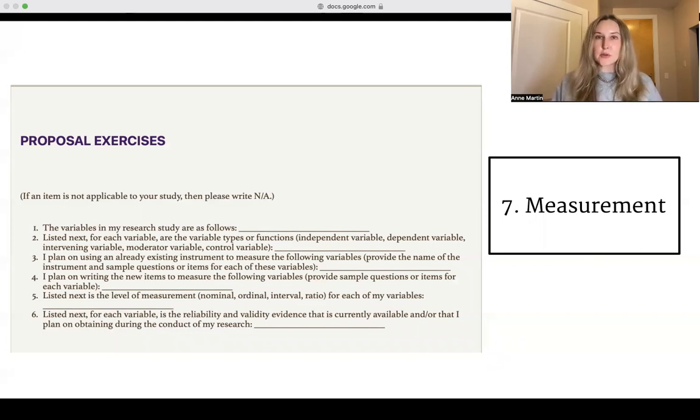Even if you're using something like MAPS or Georgia Milestones, you will find information about the reliability of those assessments. And so that's something important to consider. In this chapter, I didn't include this here, but there's also a lot of detail about educational and intelligence tests that you might use as a measure. So you can use that as a reference if you're considering one of those as your variables.